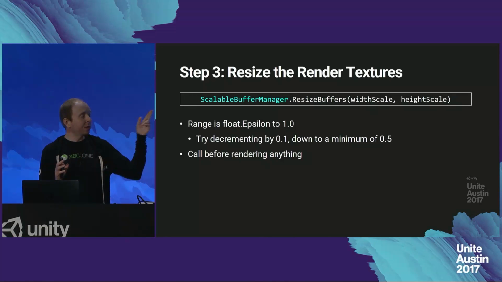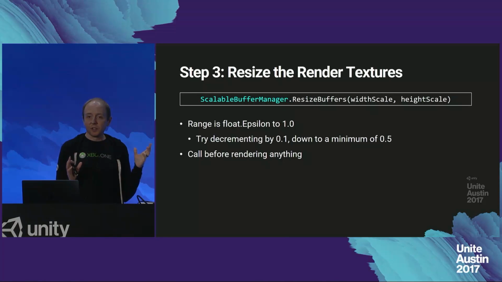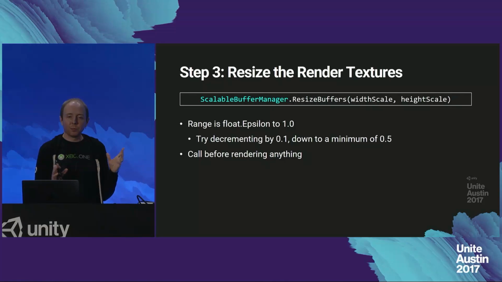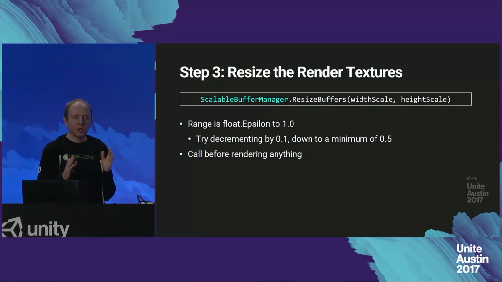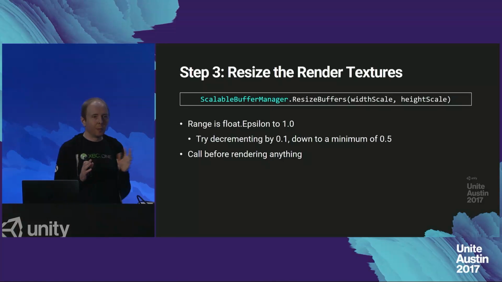Now it takes float scale values, and the reason we take floats there and not actual pixel resolution values is because it will resize all render textures that are enabled for dynamic resolution. They may be in different sizes, and you want to resize all of them proportionally. So the float values allow you to do that. Essentially 1.0 means full size, and anything less than that is that much smaller. What I've found in my tests, in my sample, is that going down to about half resolution tends to look good, and increments of about 0.1 seem to be a good amount.